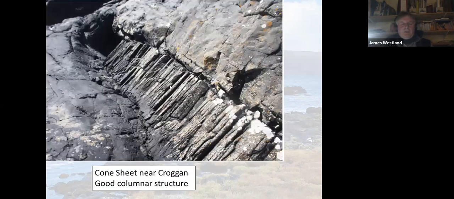This is what they look like when you actually get up close and personal with them. This is a cone sheet near Croggan with a very, very well-developed columnar structure. It's a pity there's nothing on this for scale, but it's about a metre wide. Yeah, there are quite a few in the Croggan area as well as dykes.